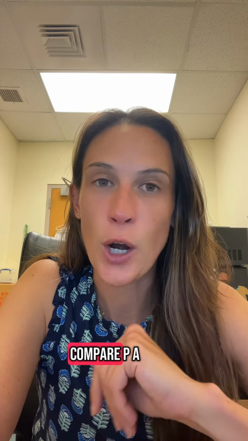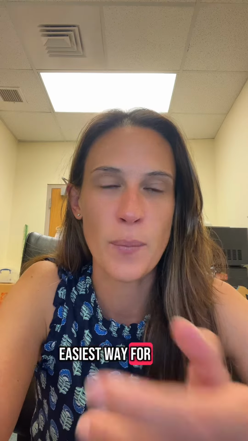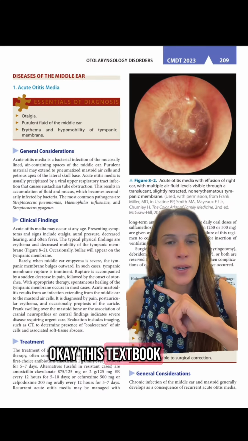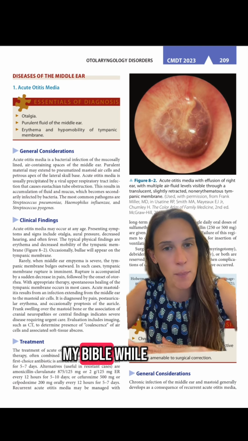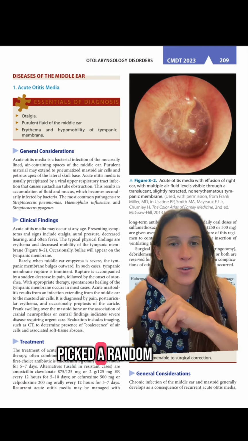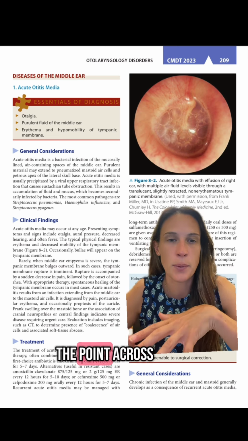I'm going to compare PA training to medical training, and I'm going to use an example because I just think it's the easiest way for me to explain it. Okay, this textbook is CMDT, Current Medical Diagnosis and Treatment, and I remember it being like my Bible while I was in PA school. Picked a random topic, so this is acute otitis media. It's mostly talking about adults, but it gets the point across.